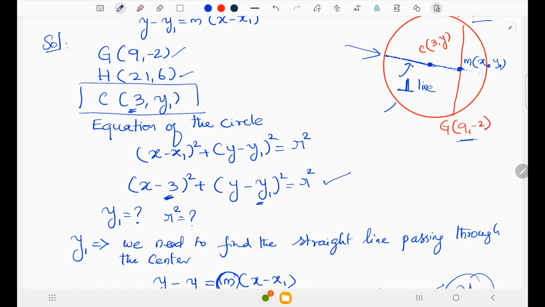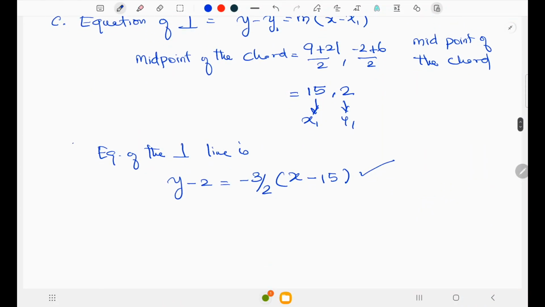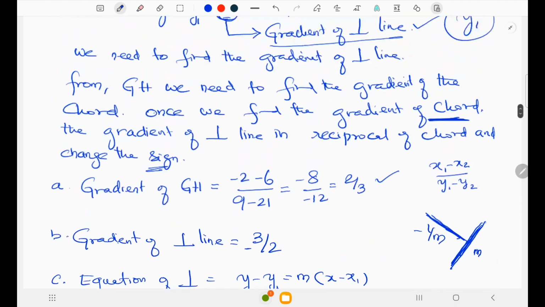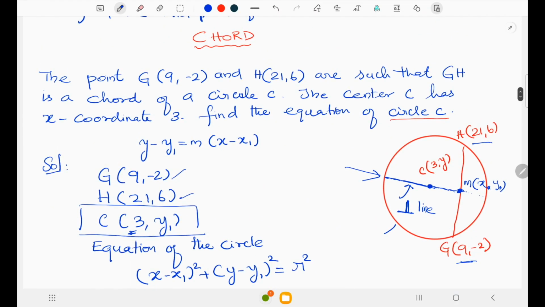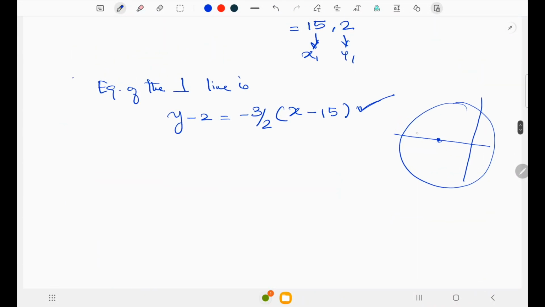3. We need to find the y1 coordinate. So using this equation, why do you need to use this equation? Because this is the circle, this is the chord, and this is the center. This perpendicular line passes through the center. Already we have seen here, right? So the perpendicular line passes through the center. So this is the equation of the perpendicular line.